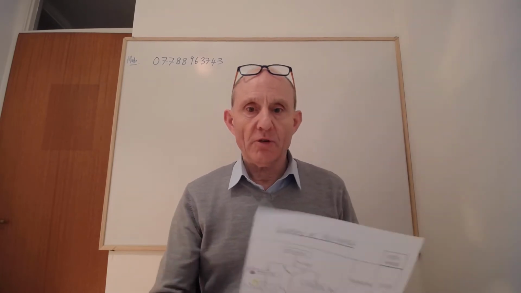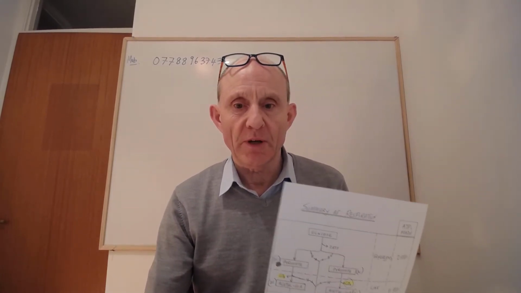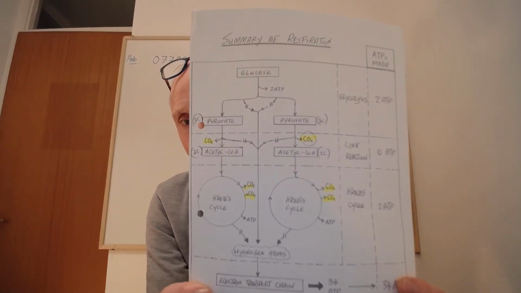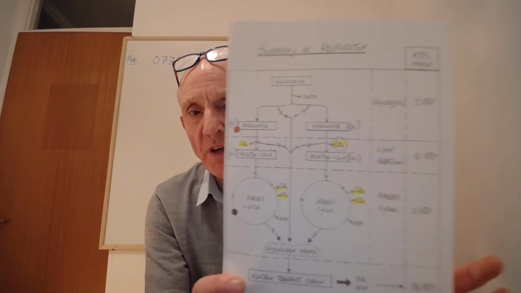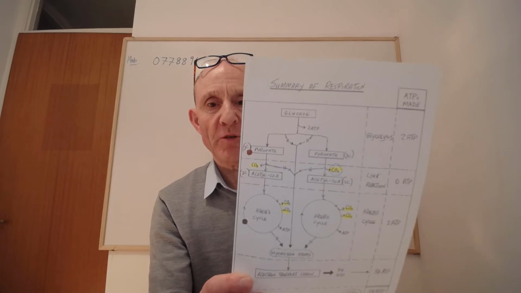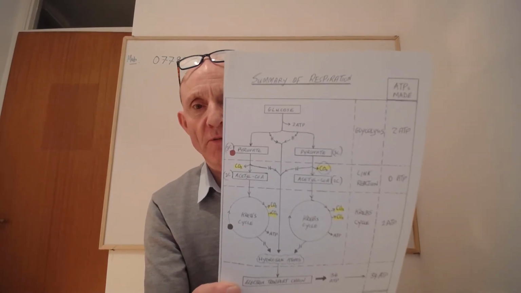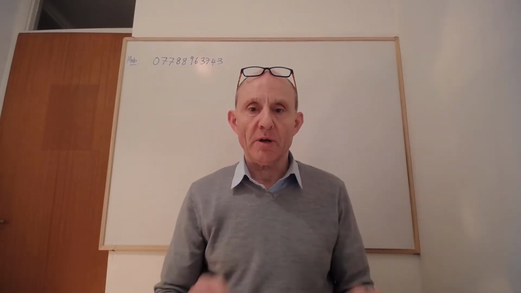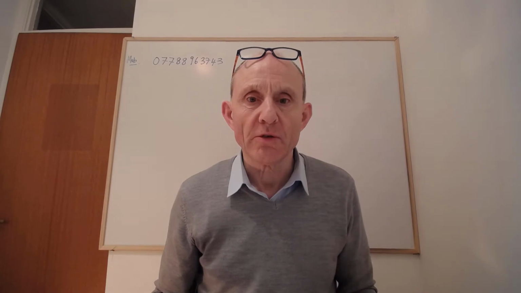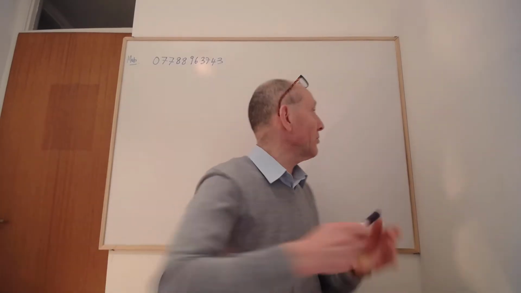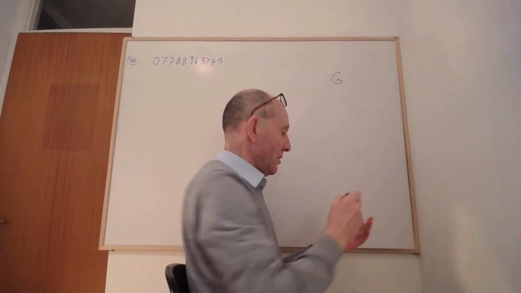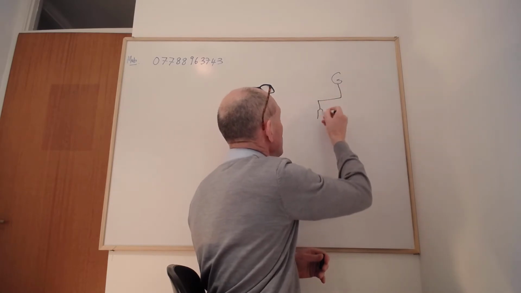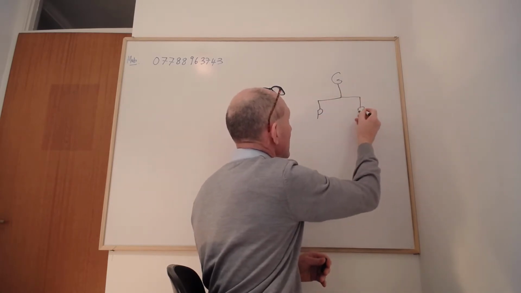So just from the previous video, this page, which is essentially the back page of my notes, is a very important page because it sets out an overview of respiration. You start off with one glucose molecule, just call it G, and in glycolysis that glucose molecule eventually becomes two pyruvate molecules.